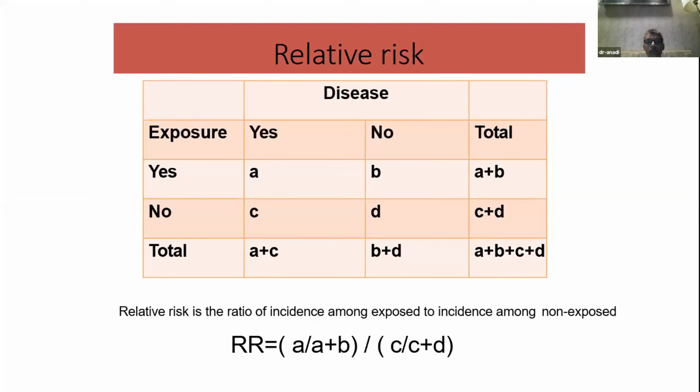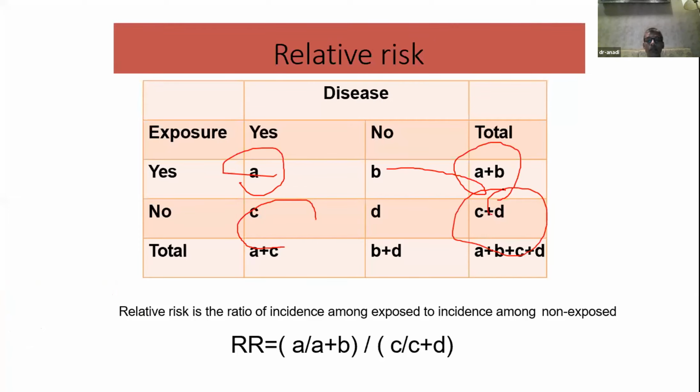Relative risk is a ratio between the incidence among exposed, that means A by A plus B, among exposed, and the incidence among not exposed, C by C plus D.